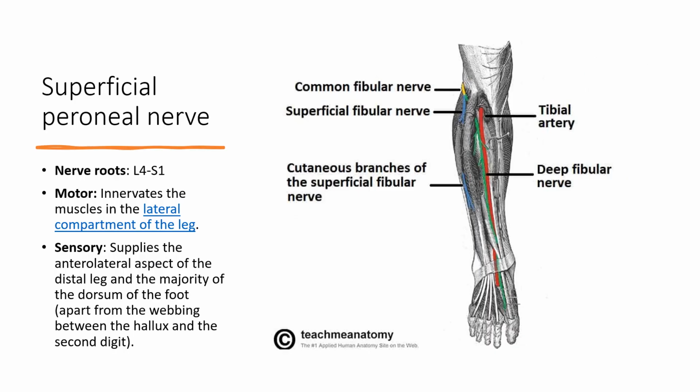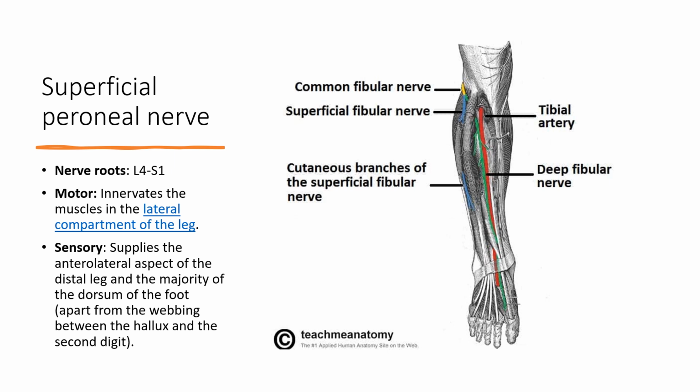Okay. Now, as soon as the common peroneal nerve is formed, it divides into two branches: the superficial peroneal nerve and the deep peroneal nerve. Now, let us talk about the superficial peroneal nerve. It has motor and sensory branches. The motor branches innervate the muscles in the lateral compartment of the leg. The sensory supply of this nerve is on the anterolateral aspect of the distal leg.